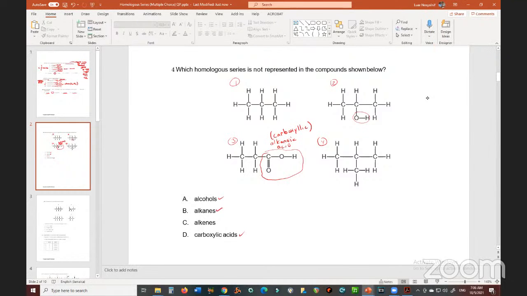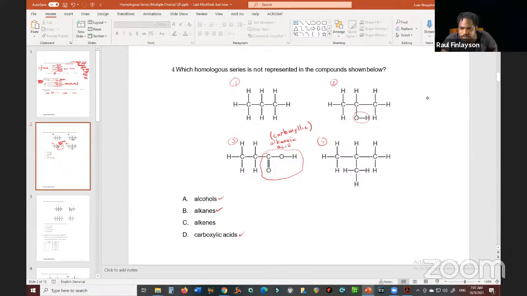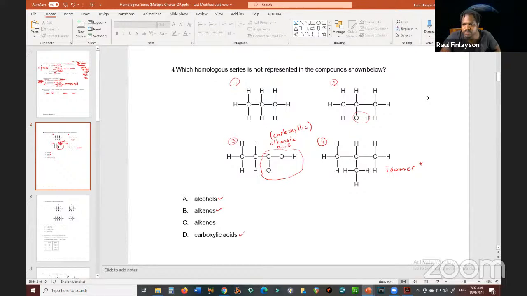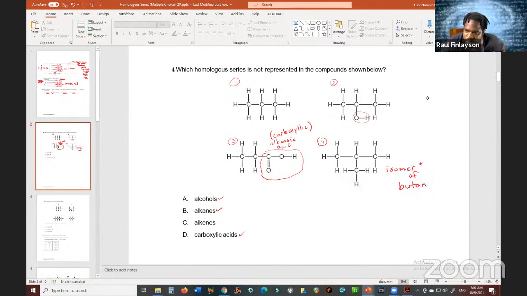All right, Casey, you're saying alkanes? Yes. All right. Don't doubt yourself. That's actually correct. This is actually an isomer. This is a word that you should know now. I'm introducing you to the word isomer. It's an isomer of the one that has 4. So it's an isomer, but it's still an alkane.